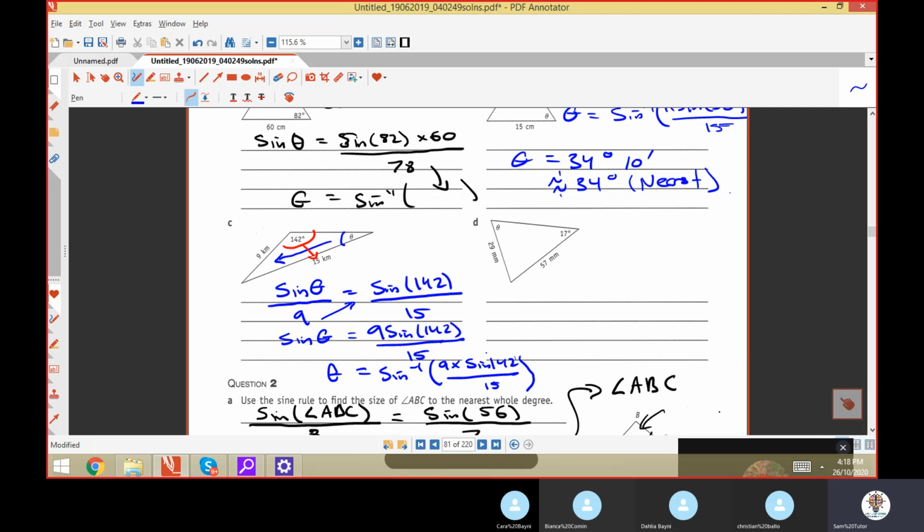Easy as that. 9 times sine 142, divided by 15. It's got 26.678. When you press that button, you get approximately 21 degrees, 40 minutes. So it's called sine rule because you're obviously using sine. You're not using any other trigonometric function. Does that make sense?